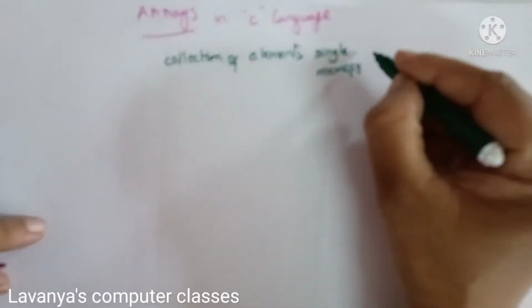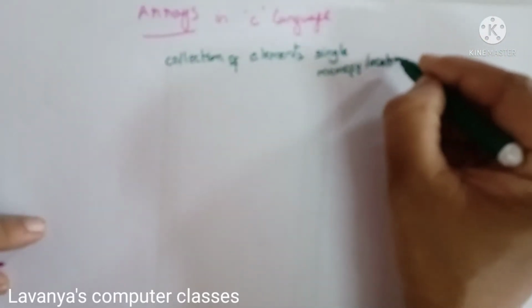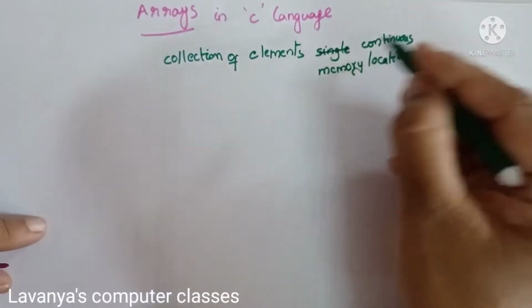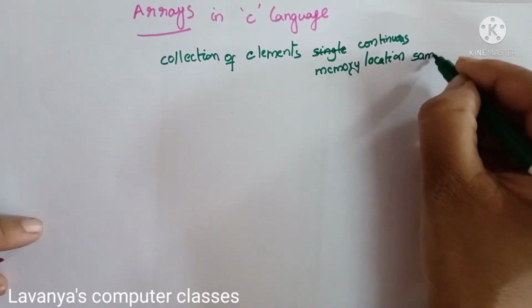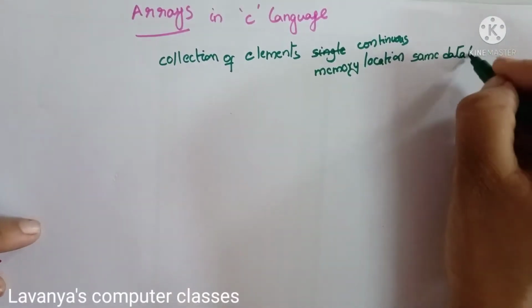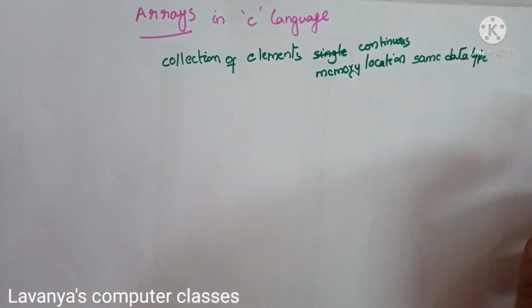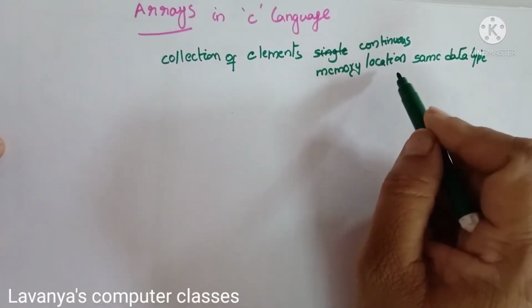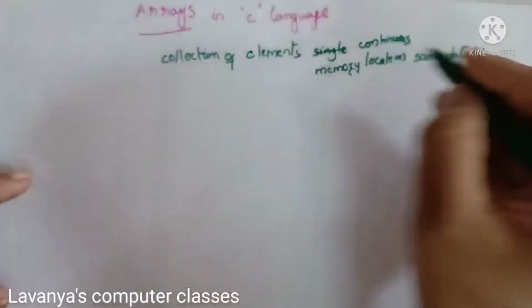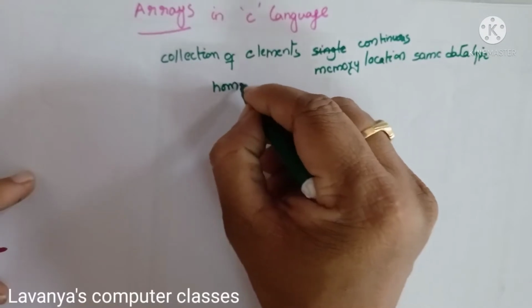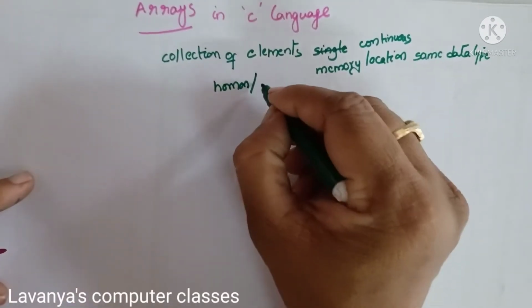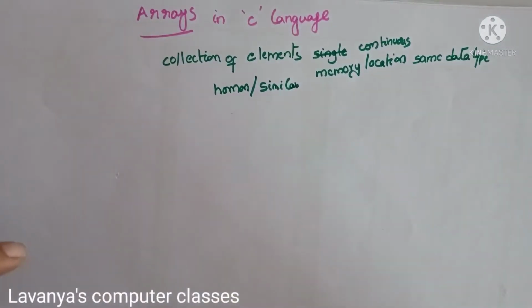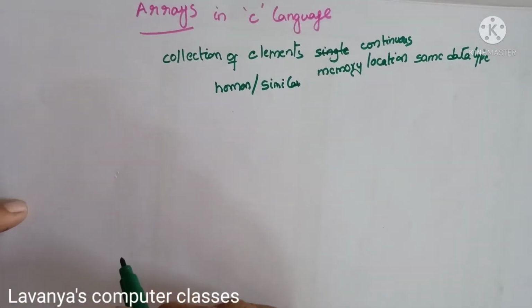So what is an array? An array is a collection of elements. All elements belong to the same data type and all are stored in continuous memory locations. That is called an array. The same data type is called either homogeneous data types, similar data types or related data types.